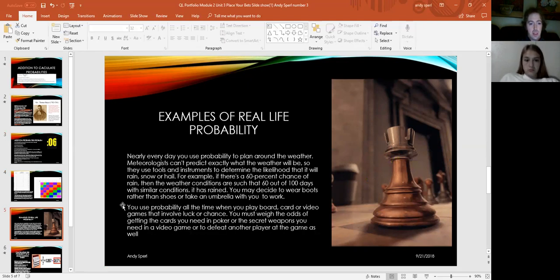Now, the next probability: you use probabilities all the time when you play board games, card games, or even video games that involve luck or chance. You must weigh the odds of getting the cards you need in a poker game. Or say you're playing a video game and you want to get that secret weapon you need, or defeat another player in a game as well. You also use probabilities for all 3 of those things in your life.